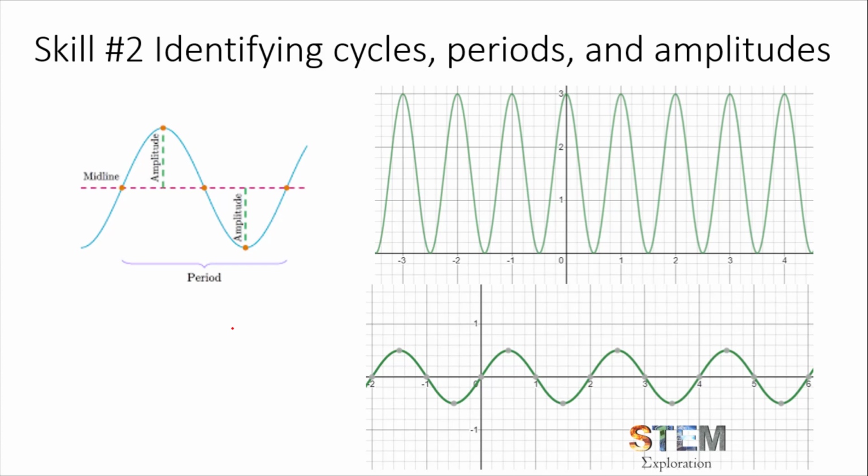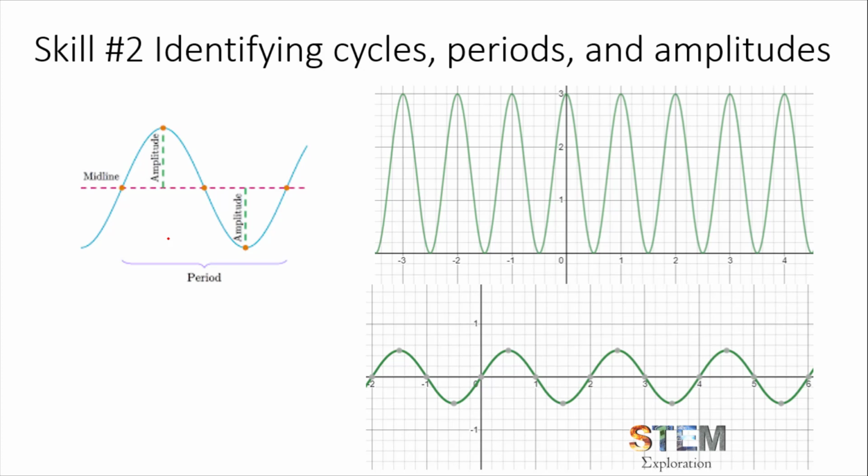An amplitude, as I have in my diagram here, is just the height from the midpoint to either the upper peak or the lower peak. And if you ever want to know the total height of a periodic function, you just take the amplitude and multiply it by 2.